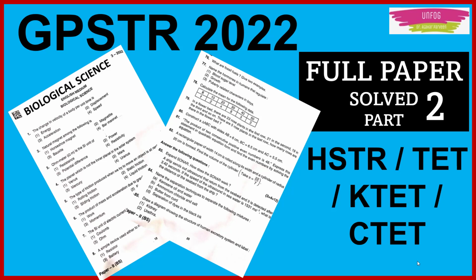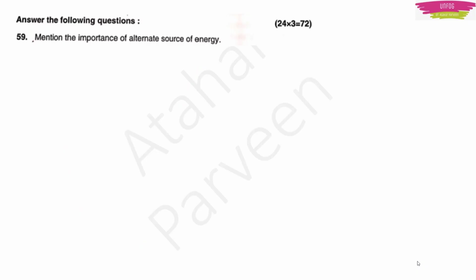Okay. Now let's start discussing the answers of the remaining questions. Let's start with 3 mark questions. First question is question number 59. Mention the importance of alternate source of energy.